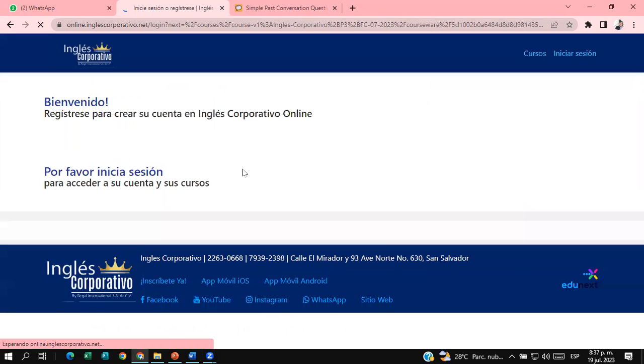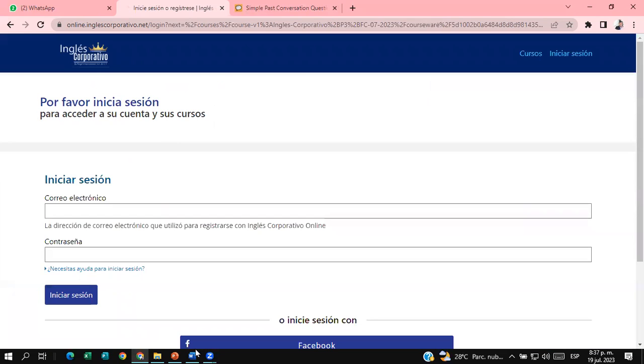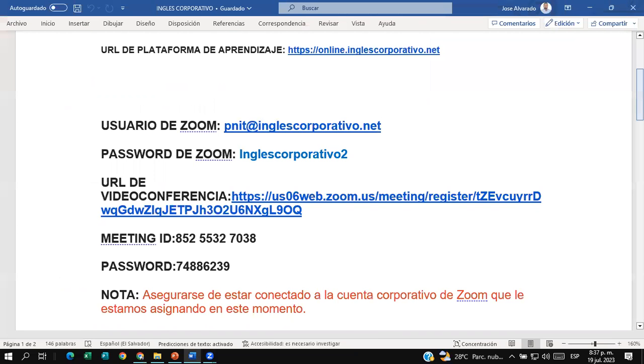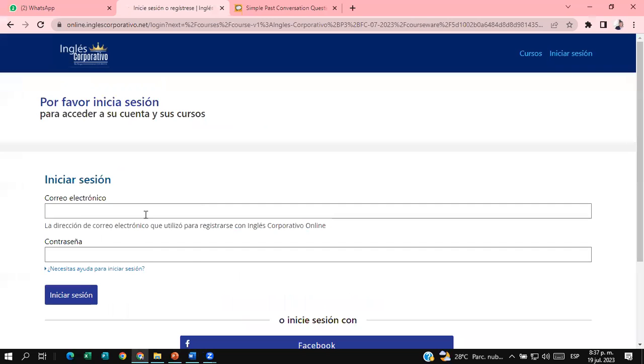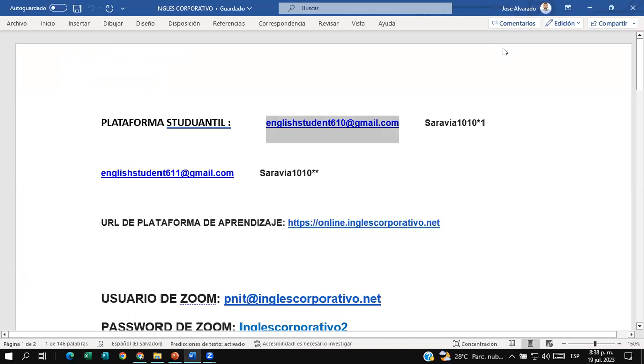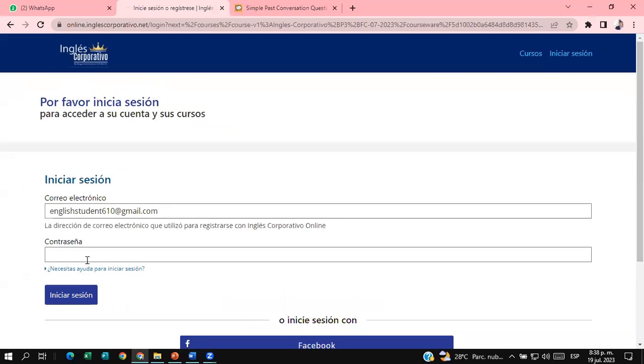Esperen que se cerró la sesión. Ah, pues hay que volver a ingresar. Ya lo vamos a hacer rapidito. Es por el internet. No, es que tiene un tiempo de sesión. Entonces, hay que volver a ingresar. Vaya. Ok. Vamos a ver. Ingresamos acá. Y ahora vamos a intentar de nuevo. Veamos si nos deja. Si nos deja, ¿qué sigue?